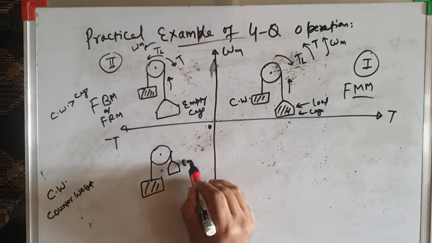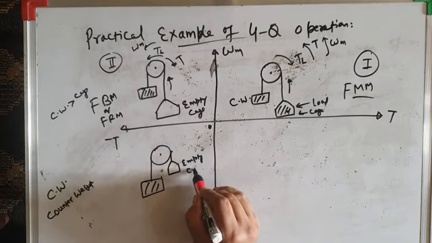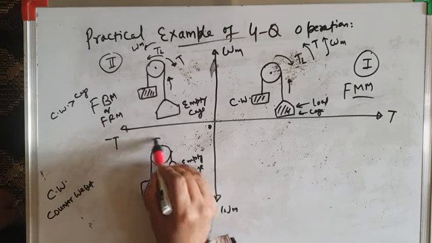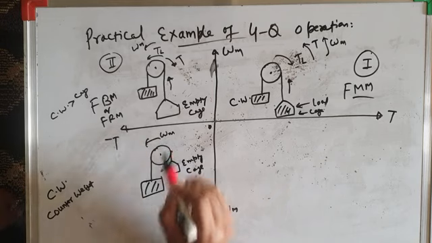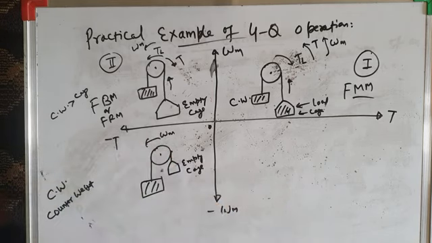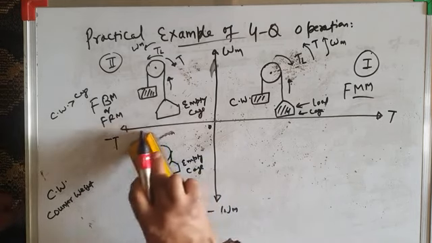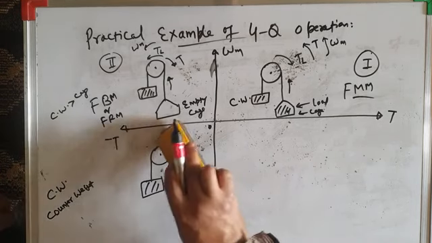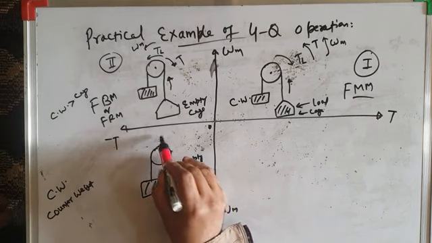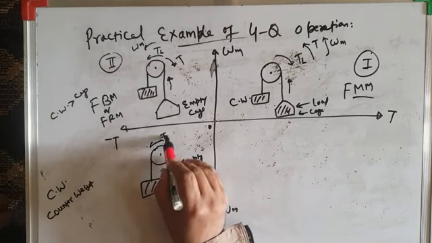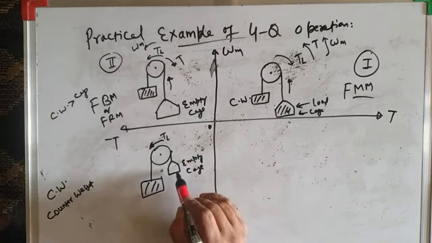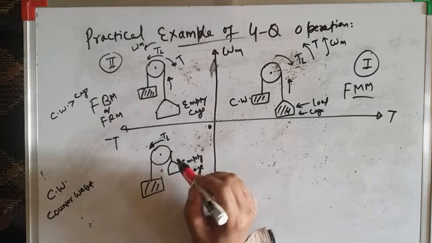This is the empty cage. I will write again, empty cage. The direction of motion of the motor is like this, right? Sorry, it has reached this. The direction of torque is TL, because the weight of the counterweight is more than the weight of the empty cage. So torque will be in this direction.